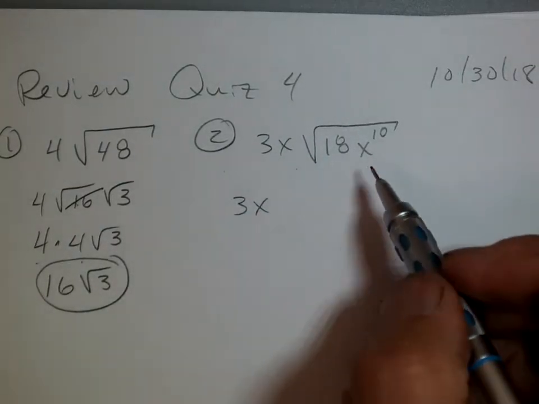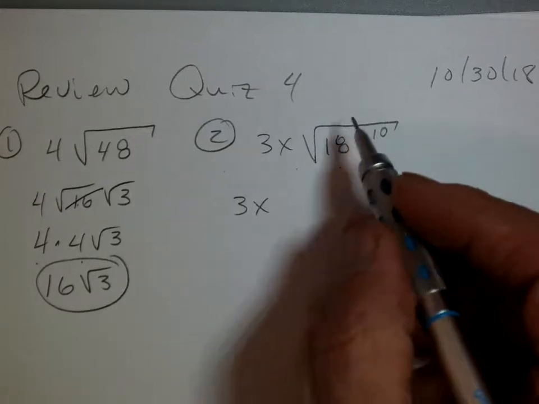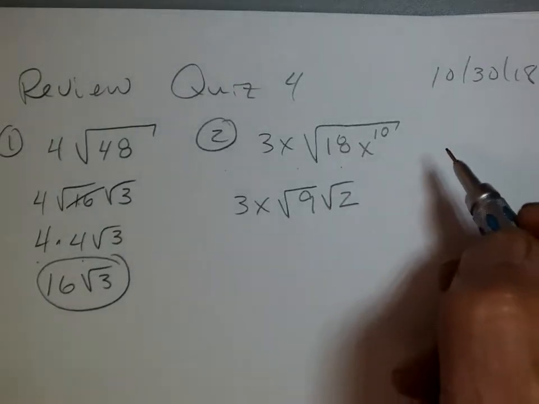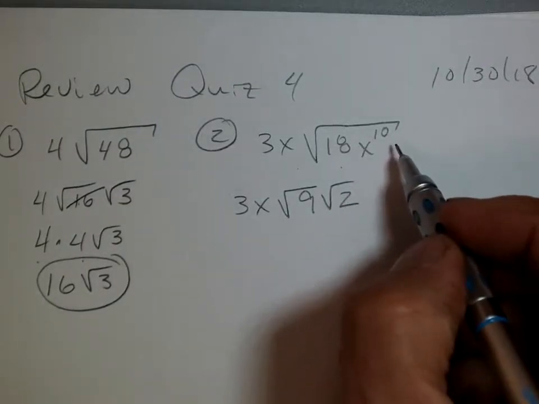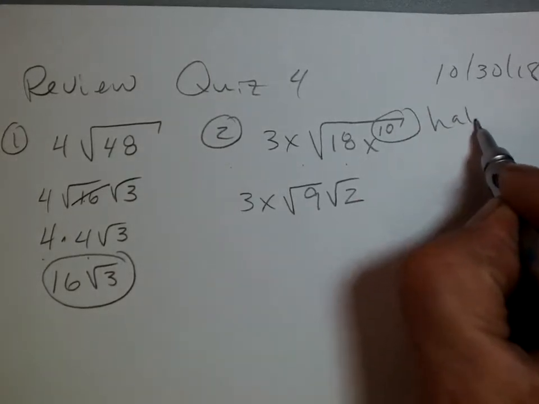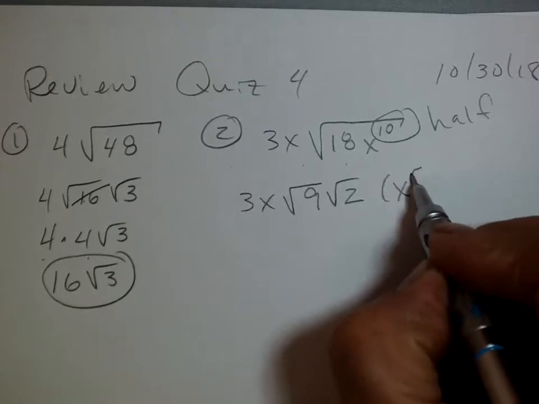18. Caleb, what do you think? 18. What times what makes 18? I'd say 9 and a 2. Nice job. Square root of 9 and square root of 2. Good. Now what about the x to the 10th? We're going to take half of that, right? So if we take half the exponent, it just becomes a plain old x to the 5th, right?